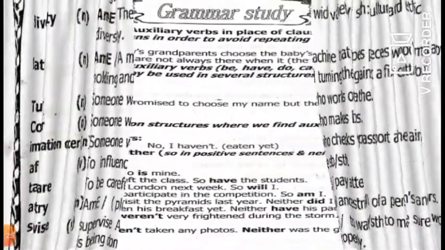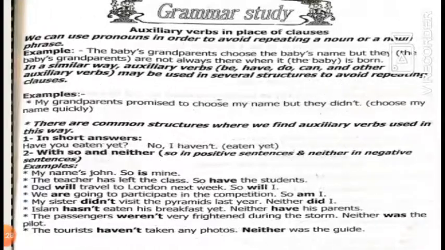Now let's move to the grammar structure. The grammar in this unit is about auxiliary verbs in place of clauses. We can use pronouns in order to avoid repeating a noun or a noun phrase. For example, when I say the baby's grandparents, it shows the baby's name, but they are not always there when it is born. Here we use the pronoun they in order to avoid repeating the baby's grandparents.